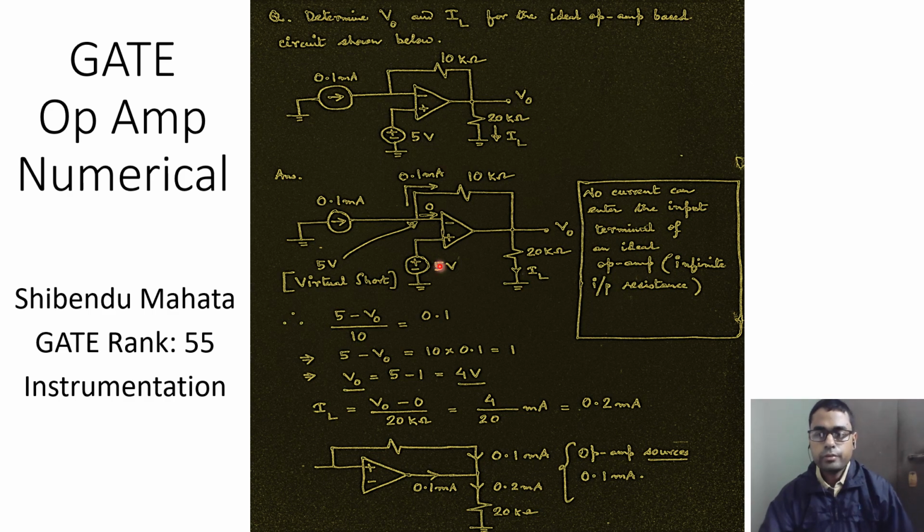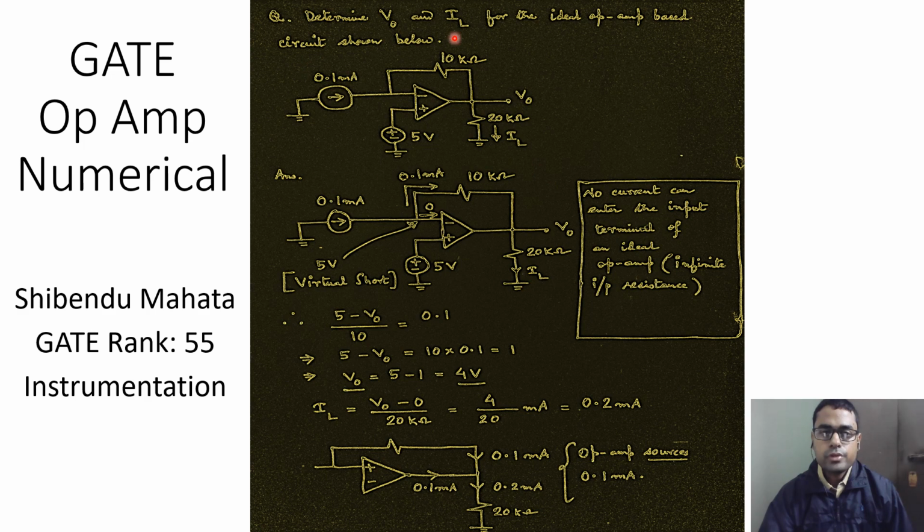This is a GATE practice problem on operational amplifiers. So the question is that we have to find the output voltage V0 and the current that flows through this load resistance of 20 kilo ohm, and we have to consider that the op amp is an ideal operational amplifier.